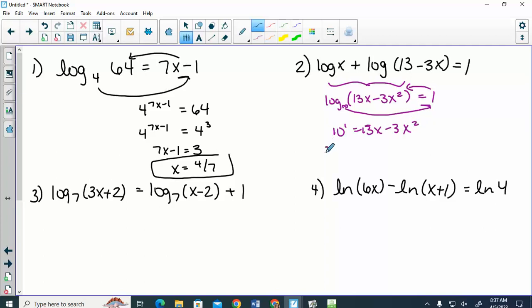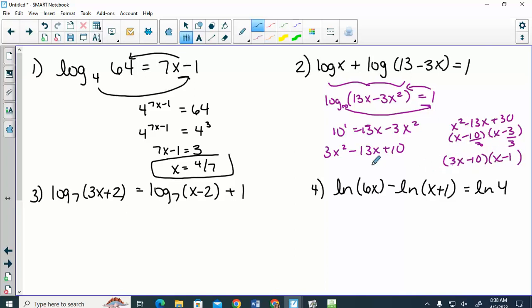I'm going to move everything over so my square term is positive. So 3x squared minus 13x plus 10. You can do slip and slide. So you get x minus 10, x minus 3. You have to divide those by 3. So 3x minus 10 and x minus 1.